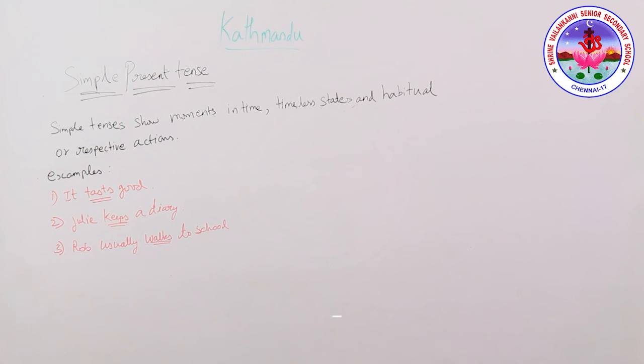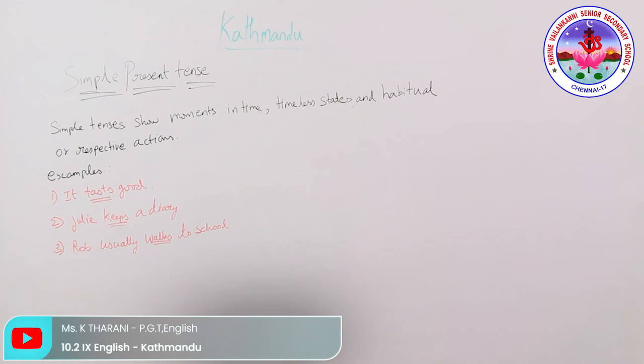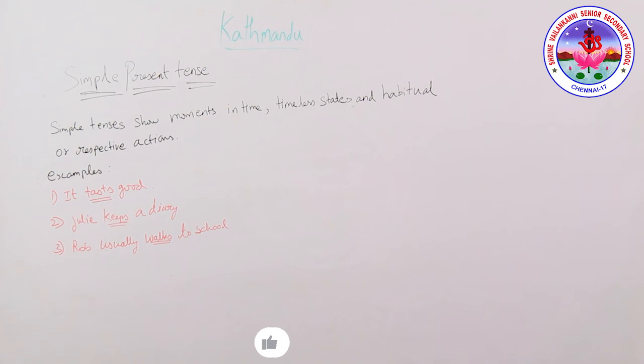Now, see the third one. Rob usually walks to school. It's a repetitive action which happens every day. Now, the first one, moments in time. It's like, it tastes good, which happens now, and usually it tastes good.